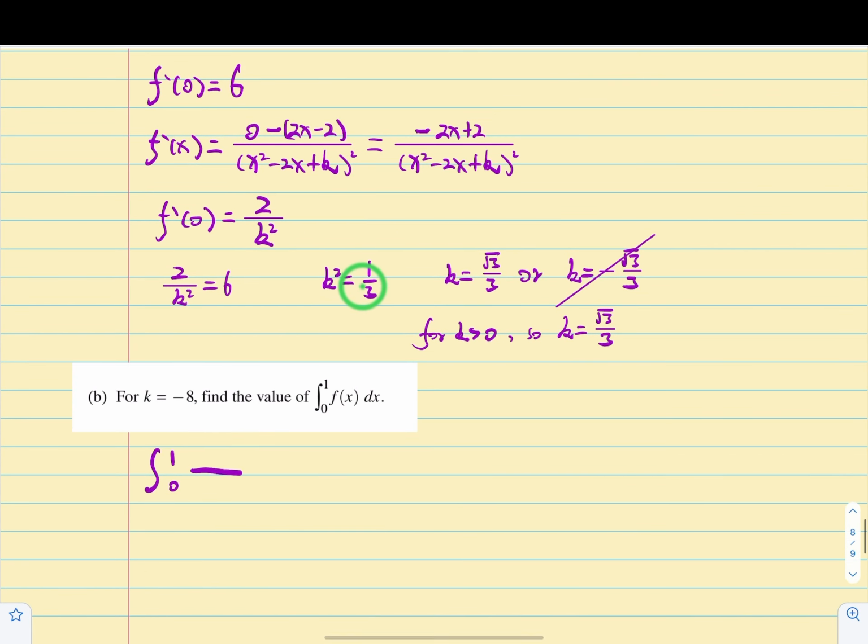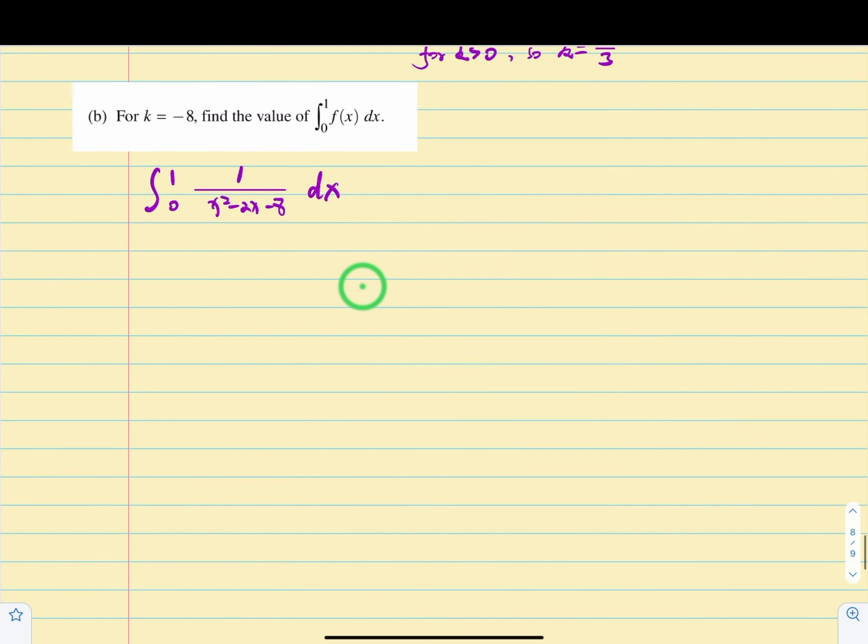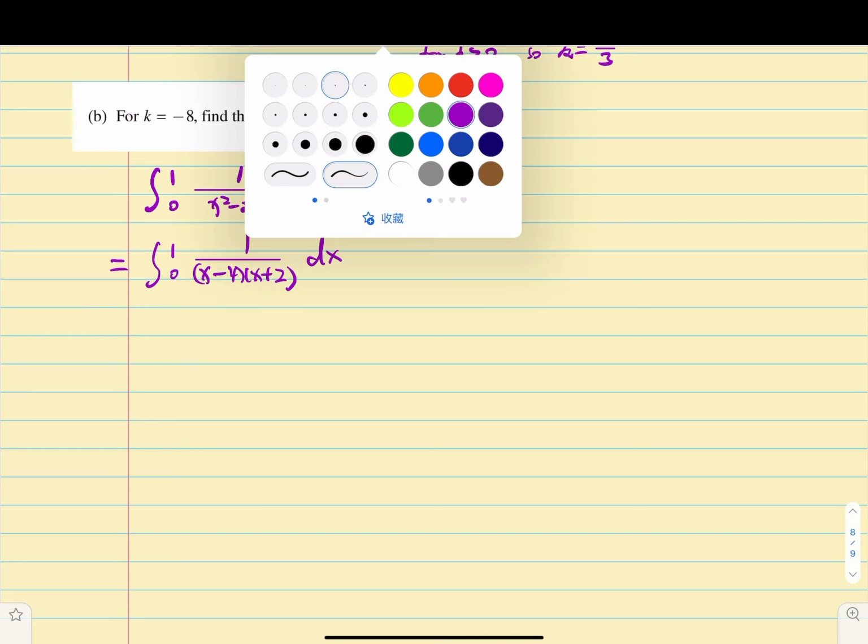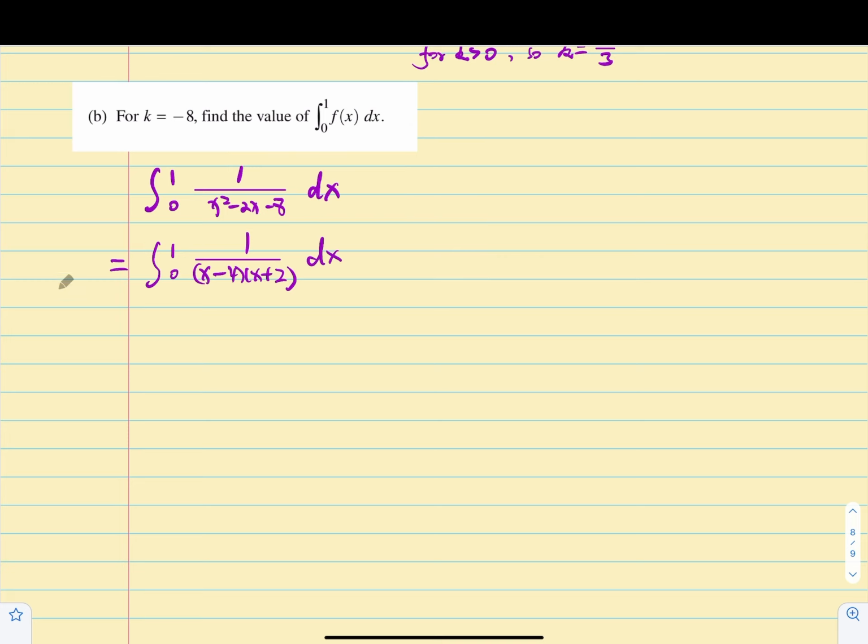So this will equal the integral of 1 over x squared minus 2x minus 8 dx. Then we try to factor this and use partial fractions. The denominator factors as x minus 4 multiplied by x plus 2. Then we change the color to find our x minus 4 and x plus 2.